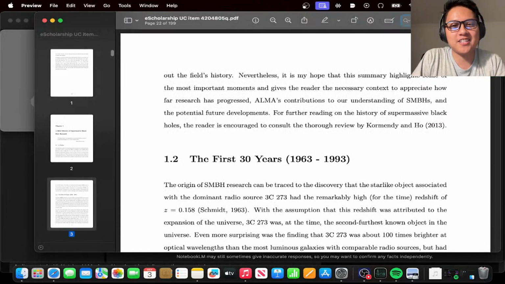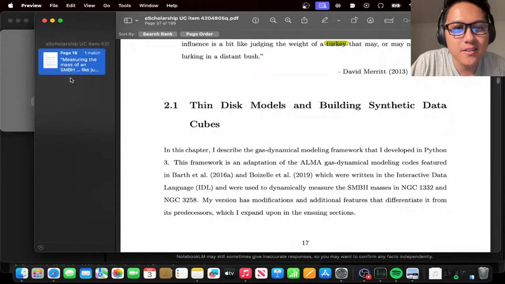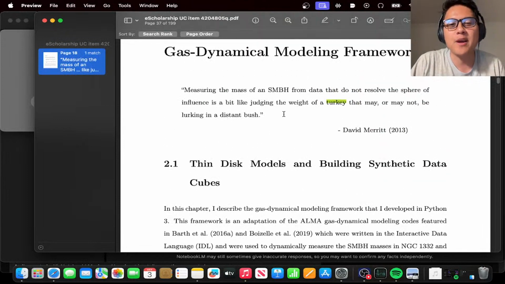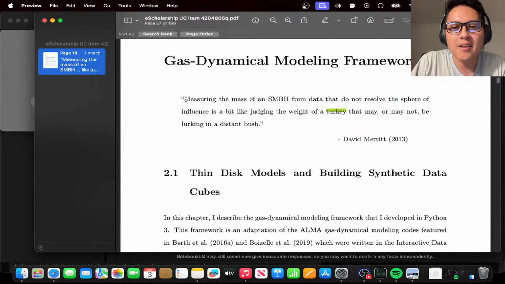Oh my gosh, that's literally, where's the quote? It's right here. Well, it wasn't my quote, it's from David Merritt, but yeah.